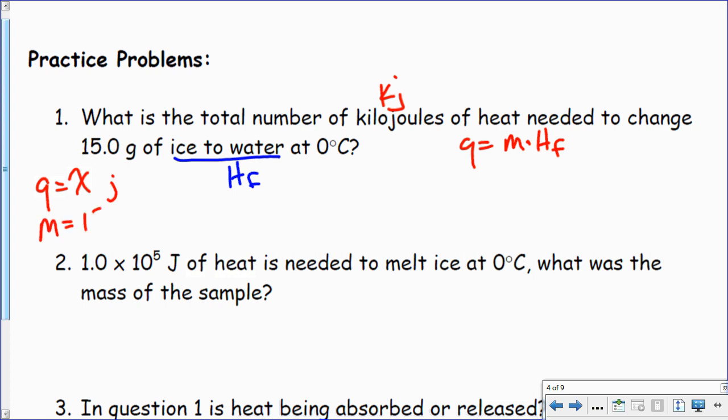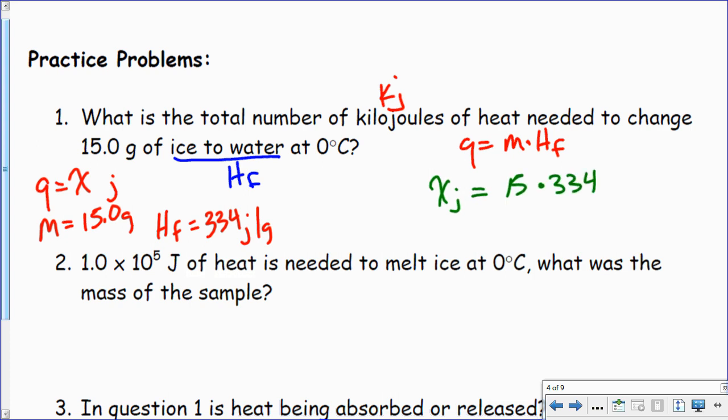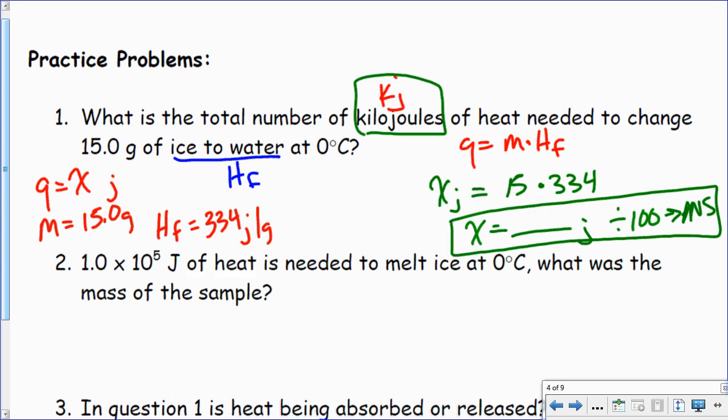M is 15.0 grams. And HF, again, off our Table B, is 334 joules per gram. Then we plug it and chug it. X joules equals 15 times 334. Now you're going to have to take that answer and divide by 1,000 to get the kilojoules, because X in this case is going to equal joules. So you're going to divide by 1,000 to get your final answer, which is kilojoules. That's a simplification right there for you. I want to see you do that calculation for homework credit.